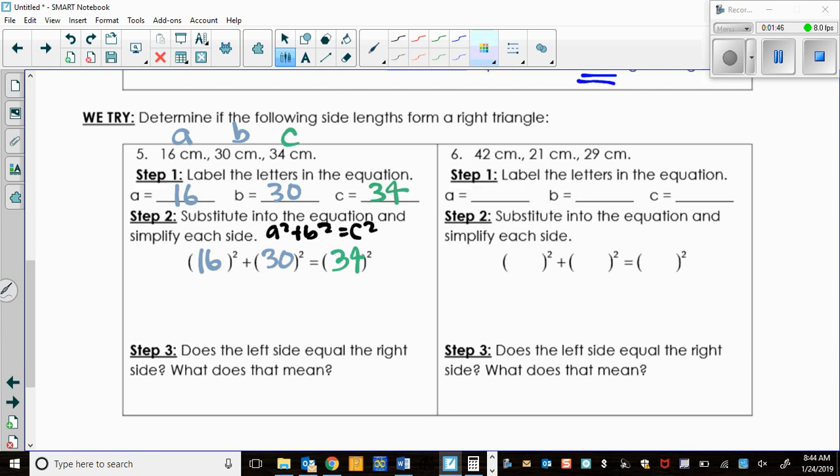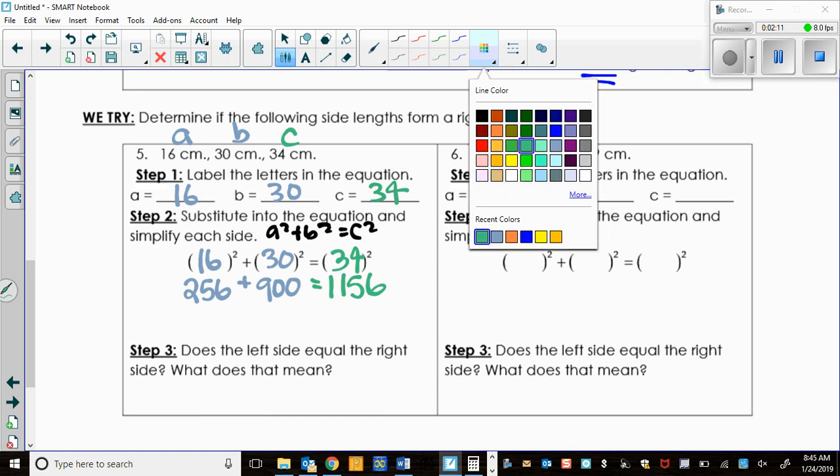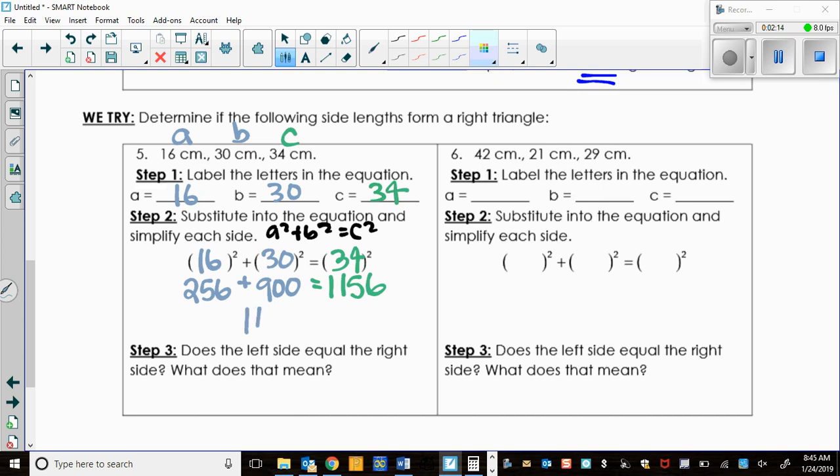So 16 squared, if I use my calculator, I will get 256 plus 30 squared, which is 900, equals, well, 34 squared is going to give me 1,156. If I add the other side, because I'm not completely done, I will get 1,156. So these are equivalent to each other. So the information that I've been given is a right triangle.